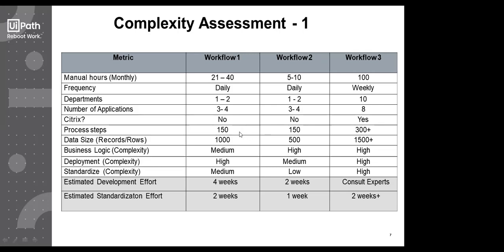The process steps, how many steps are involved. The data size, that is, daily you will be getting 100 records to process, or weekly you'll be getting 500 records to process. Then the business logic, whether it's medium, straightforward, yes or no, or very complex. Then the deployment complexity. Many times, for a particular process, you develop 3 processes, and those are attached to the same robot and they run together. Accordingly, you decide on the complexity, because if you have made 3 processes, you'll have to deploy all of them and tag them to a single robot.